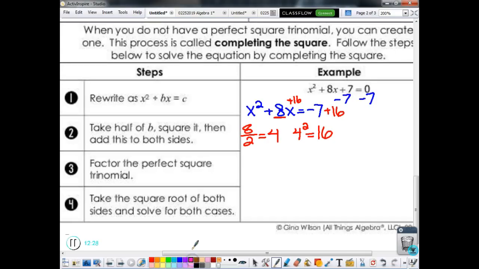So my new equation becomes x squared plus 8x plus 16. And so what's negative 7 plus 16? Negative 7 plus 16 right here. 9. Right? So now I can find the factor, the perfect square. And so what does this turn into?